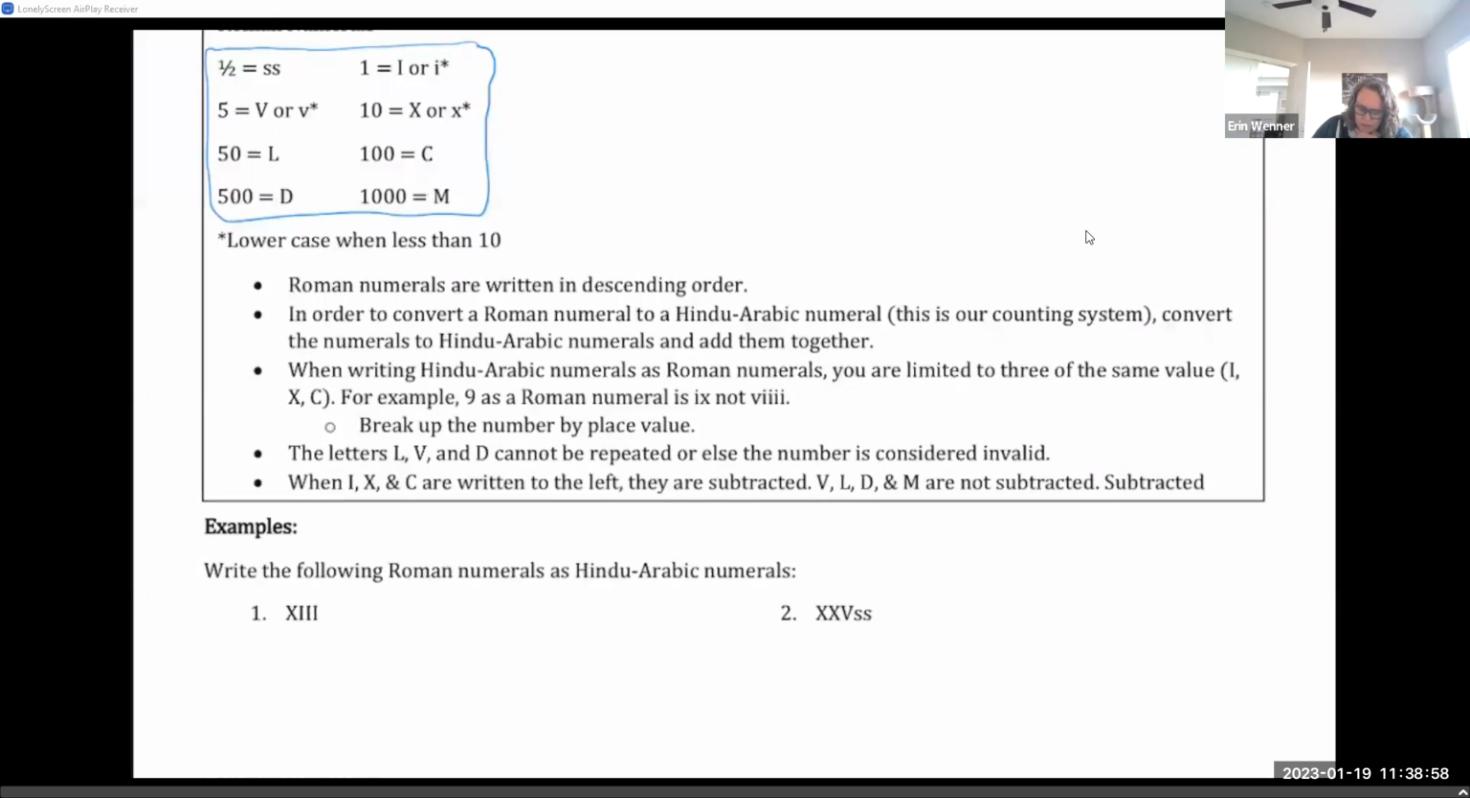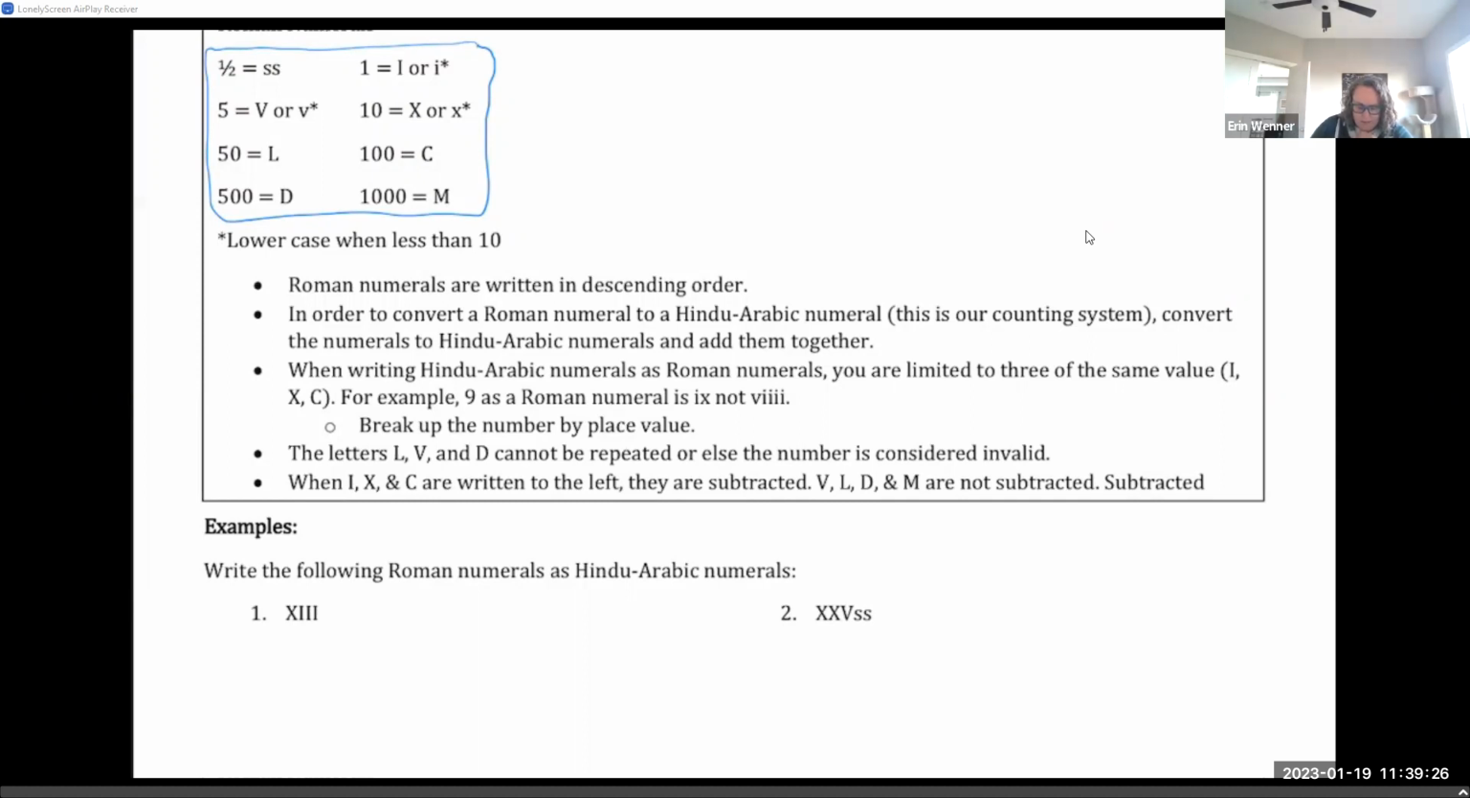When writing Hindu Arabic numerals as Roman numerals, you are limited to three of the same value in a row. For example, the number 9 is written as IX, not VIIII. So you can't put four of something in a row. So once you hit three of something, when it's time to keep going, you then move it to before the next largest one. And I'll explain what that looks like.